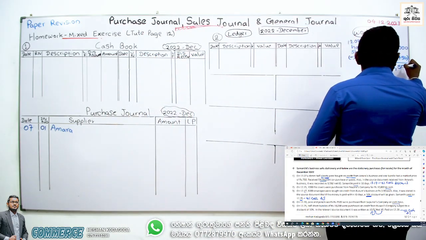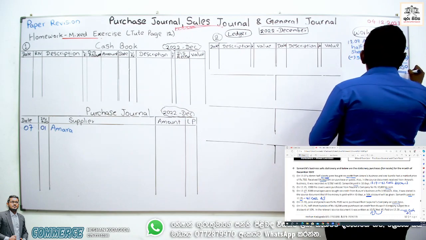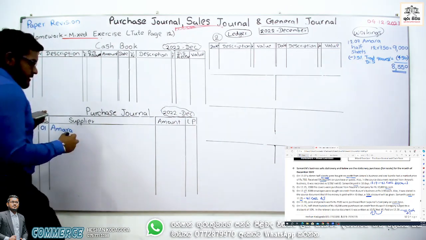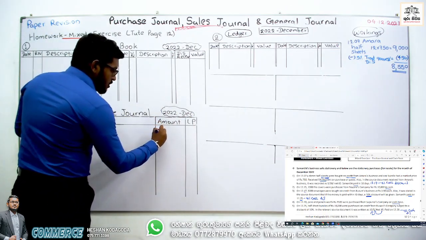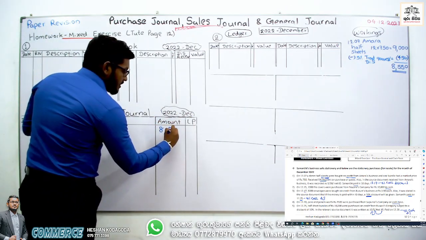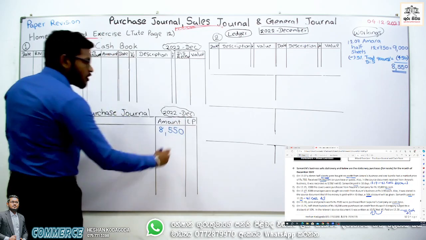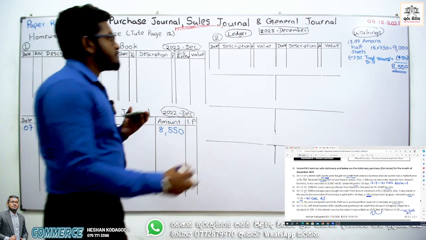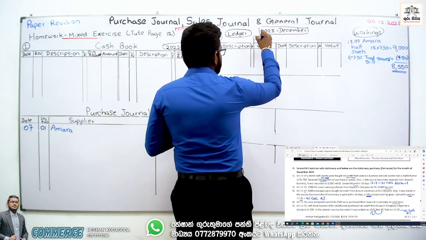This is the credit purchase. So you can write purchase 8,550 from whom? From Amar's business. Is it clear to you guys? Right? From Amar's. Now we need to keep the first account for purchase.